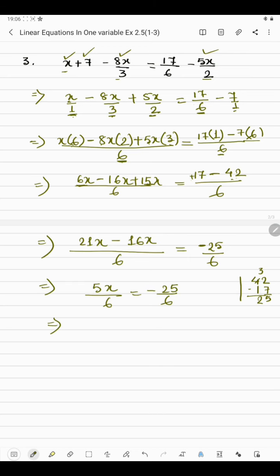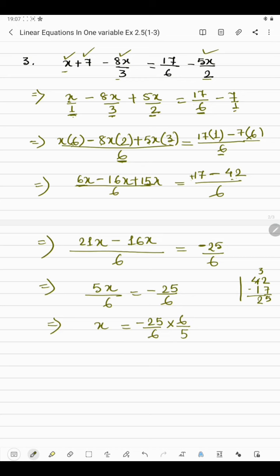Now we will find the value of x here. So again x will be alone, and on the right hand side we have minus 25 by 6, we'll keep that on the right hand side. Now we'll just take 5 by 6 on the right hand side, so 6 will go up and 5 will come down, as we will write the reciprocal of the fraction if it changes the side.